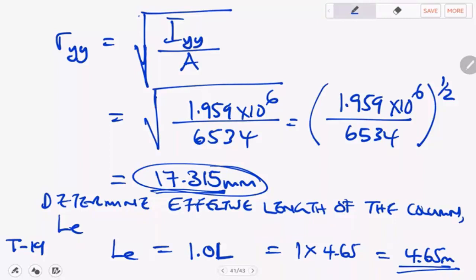It's correct, sir. It's 17.315. You said 17 point what? 315. No, man. What are those dimensions? I just want to compare those values with what I'm having here. What is our overall depth? 270.